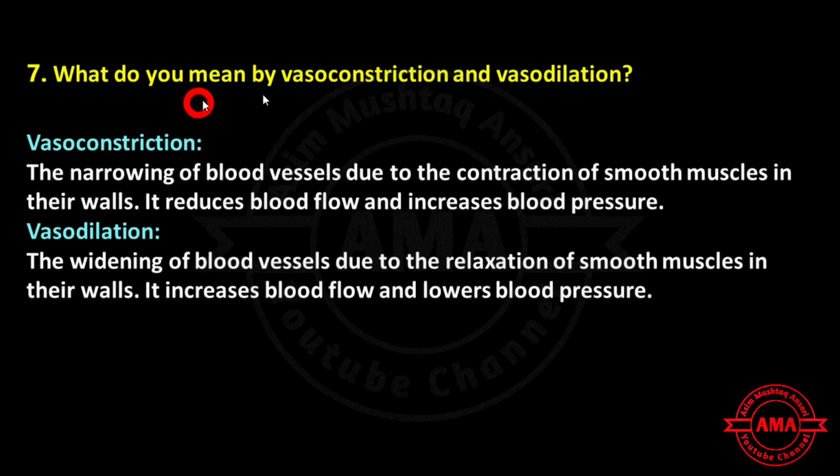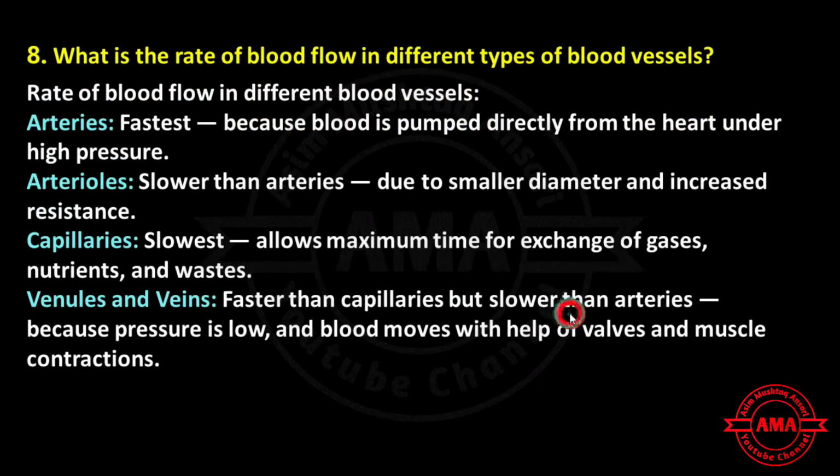Next is what do you mean by vasoconstriction and vasodilation? Vasoconstriction, the narrowing of blood vessels due to the contraction of smooth muscles in their walls. It reduces blood flow and increases blood pressure. Vasodilation, the widening of blood vessels due to the relaxation of smooth muscles in their walls. It increases blood flow and lowers blood pressure.